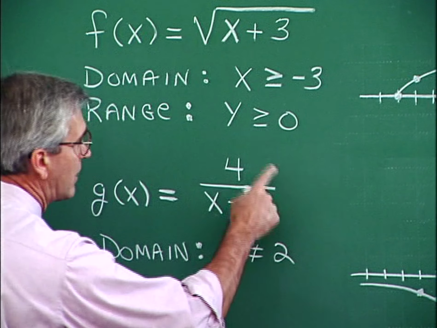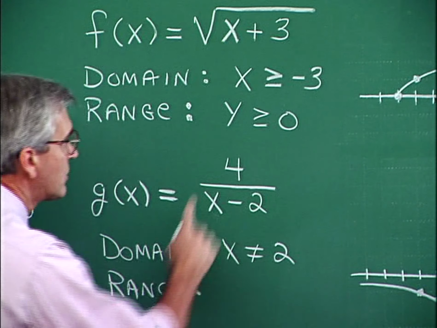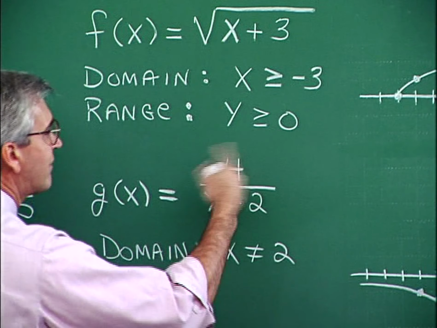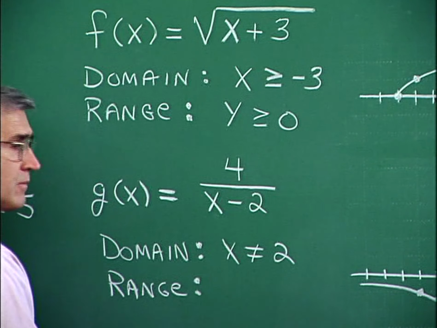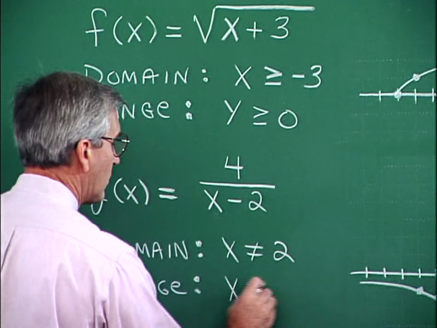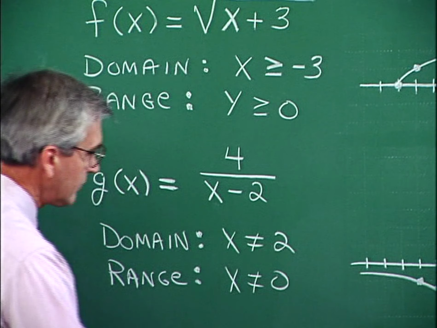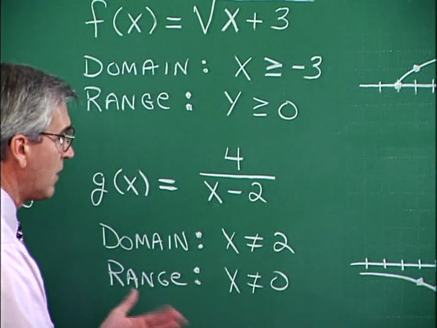Fractions become 0 when numerators are 0, and there's no variable in the numerator to affect the value of the fraction and cause it to become 0, so it can never become 0. So the range would be y is not equal to 0, all real numbers except 0. Let's look at the graph.